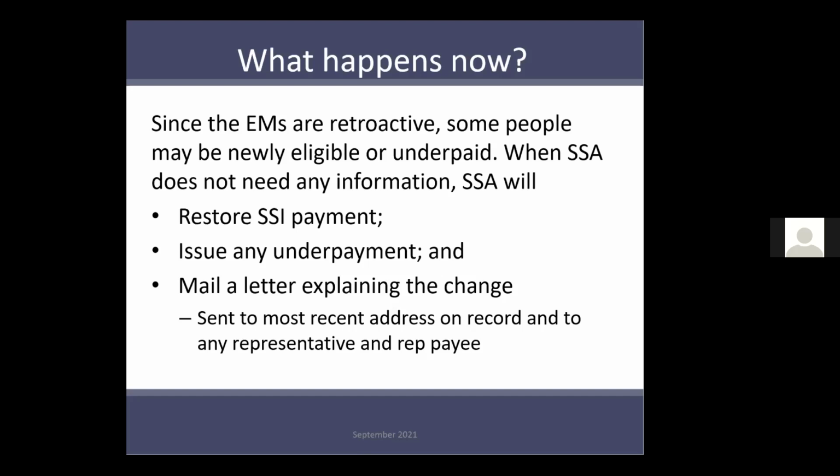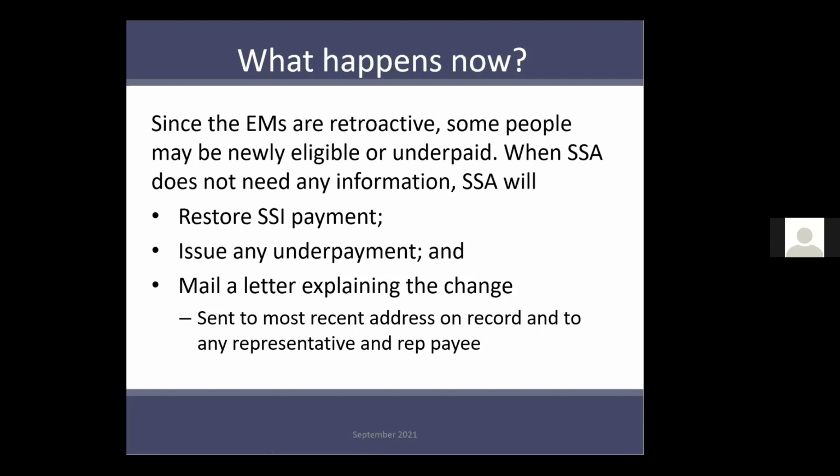Other people might be underpaid because maybe Social Security reduced their SSI benefits based on income that actually should have been excluded. Social Security has said that when they do not need any information, if they have everything they already need in their records, they will restore SSI payments, issue any underpayments, and mail a letter explaining the change to the most recent address on record and to any representative and rep payee. I would love to have faith in Social Security's ability to do this on a large scale, but I think that we are all going to have to mobilize here.